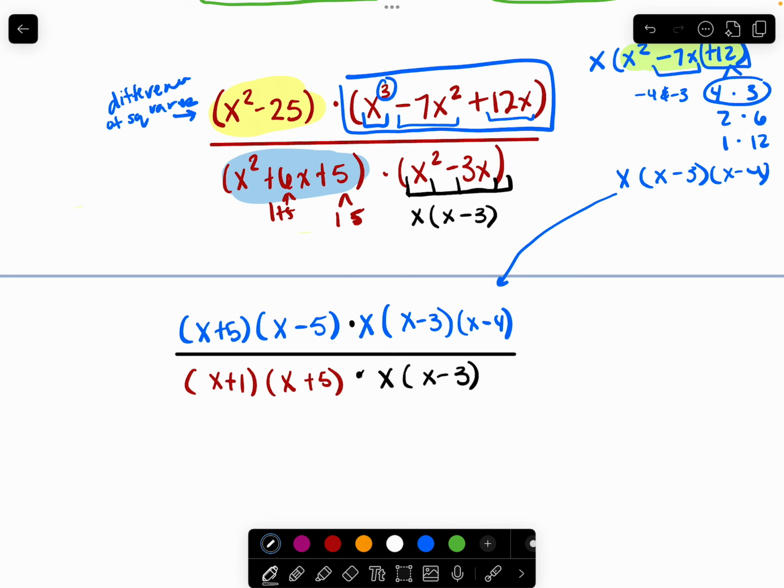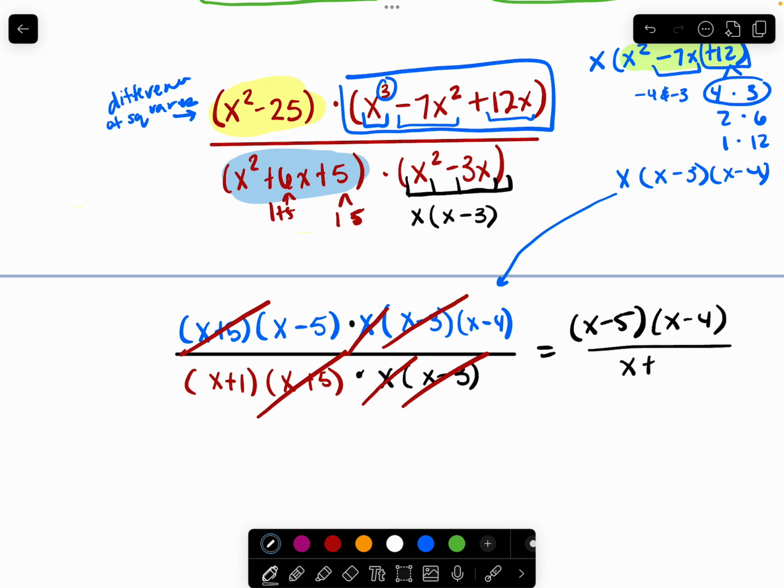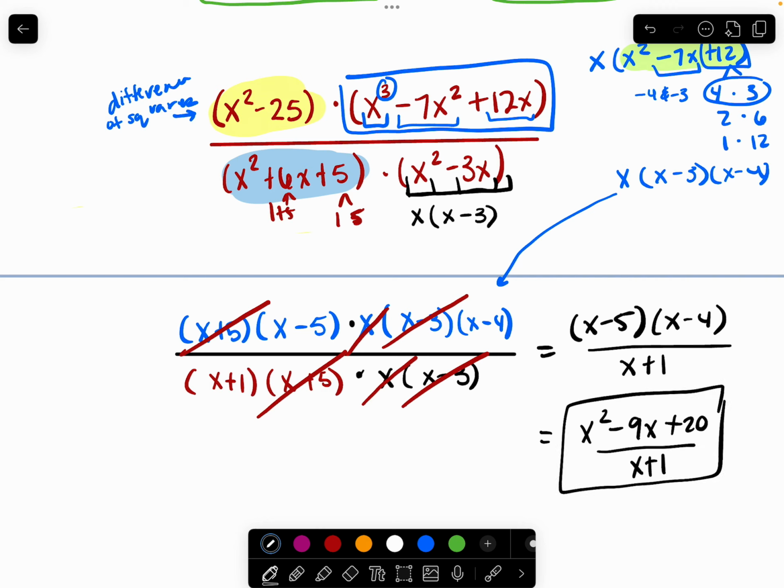Then we go ahead and cancel as needed. Cancel here and here, minus 3, and the x's. And we have the leftover x minus 5, x minus 4 over x plus 1, or x squared minus 9x plus 20 over x plus 1. So this is how you would factor this one out.